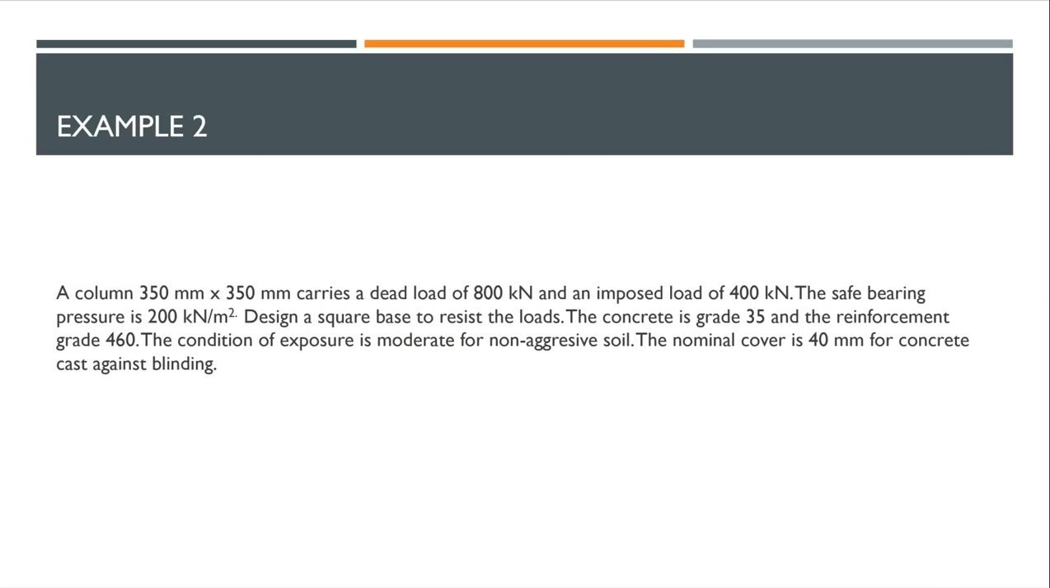A column of 350 times 350. So this one is basically going to be the size of the column. So we're going to mark it as C. Okay. Column carries a dead load of 800 kilonewton. So this is GK.